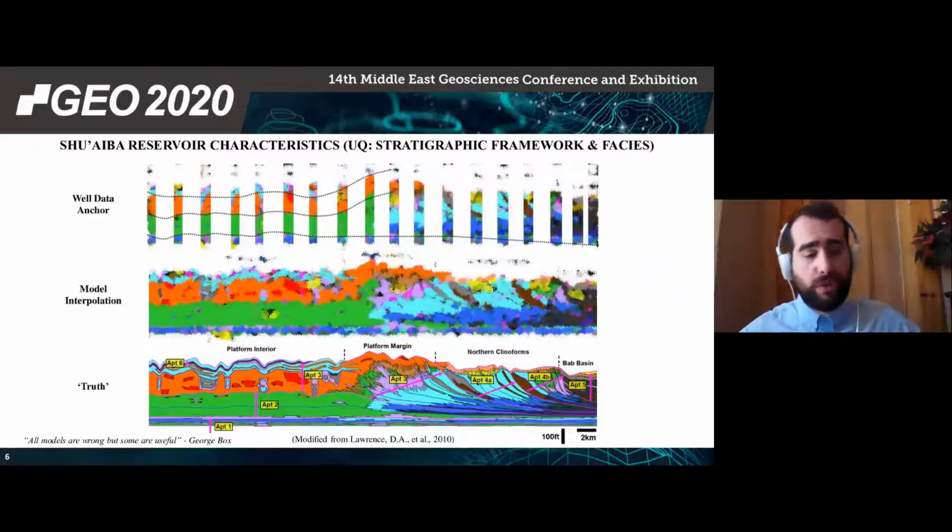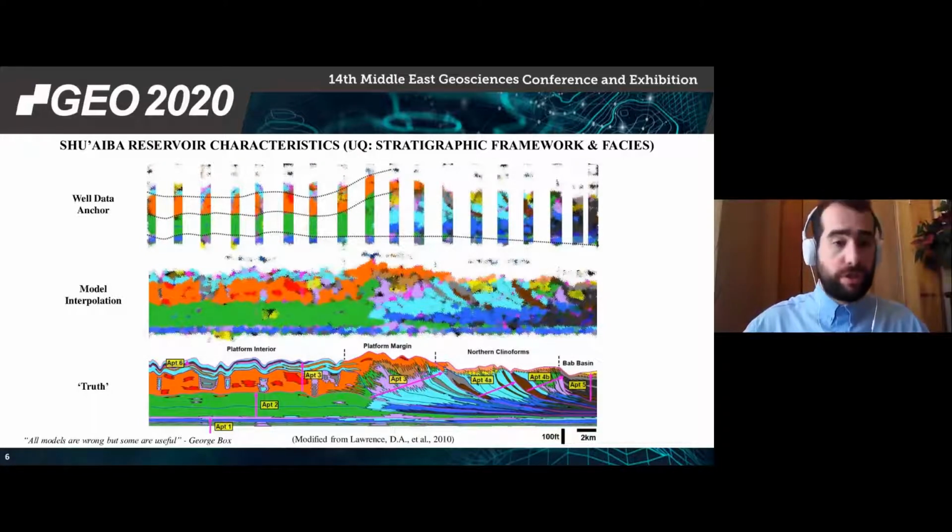Let's imagine we're drilling the Shuaiba. This is a really beautiful example of how heterogeneous it is and how complicated it is to characterize the stratigraphic framework and then the facies associations to start off with. So we can assume we have some wells, and the first step, of course, is to identify your sequence boundaries, your maximum flooding surfaces, lithostratigraphically, chronostratigraphically, what have you.